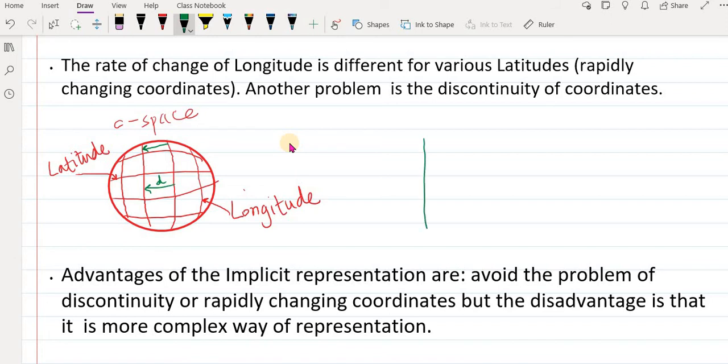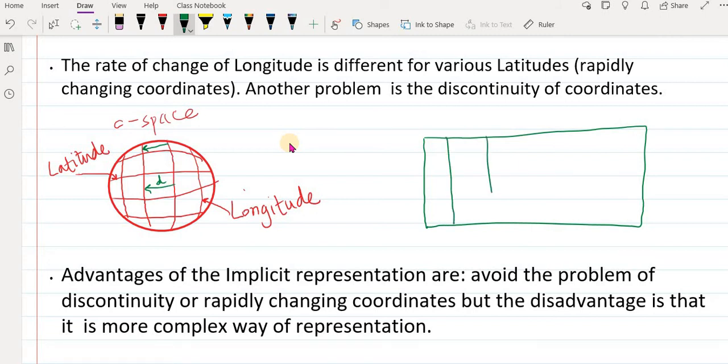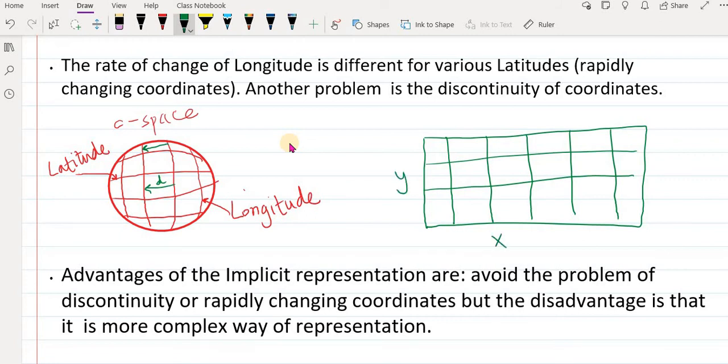On the other hand, if you select a Euclidean C-space, where you have a flat space and your lines are also straight, then the XY coordinates will not change rapidly. They will change smoothly irrespective of the region. Of course this is not perfectly drawn, but for an ideal C-space which is Euclidean, the representation is also simple.